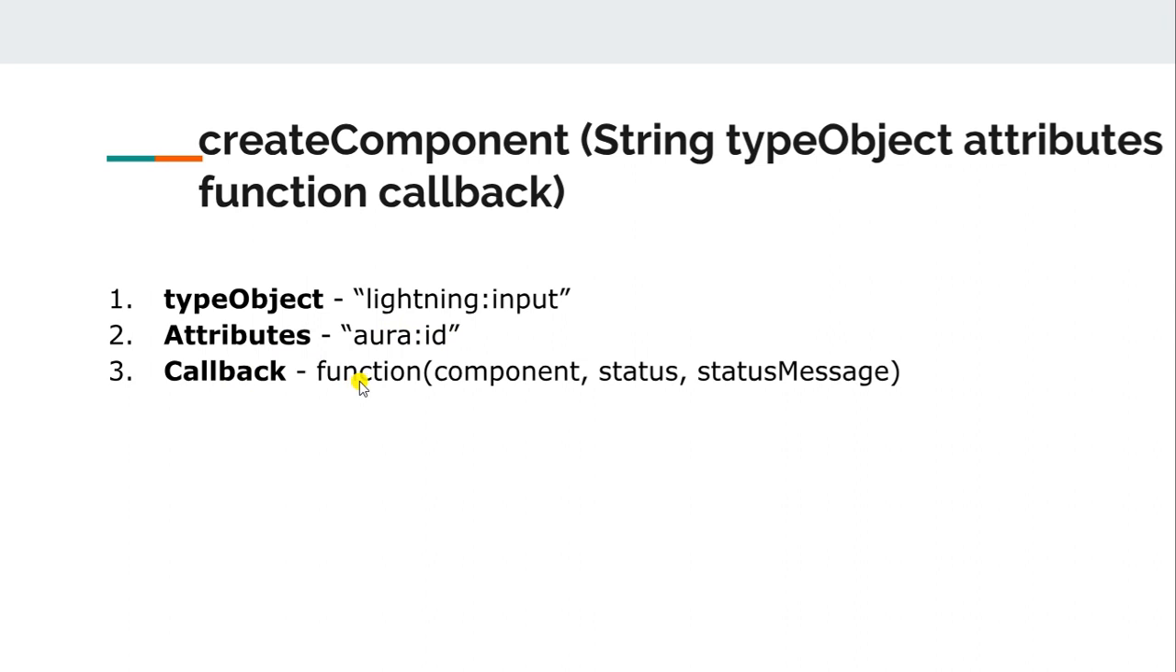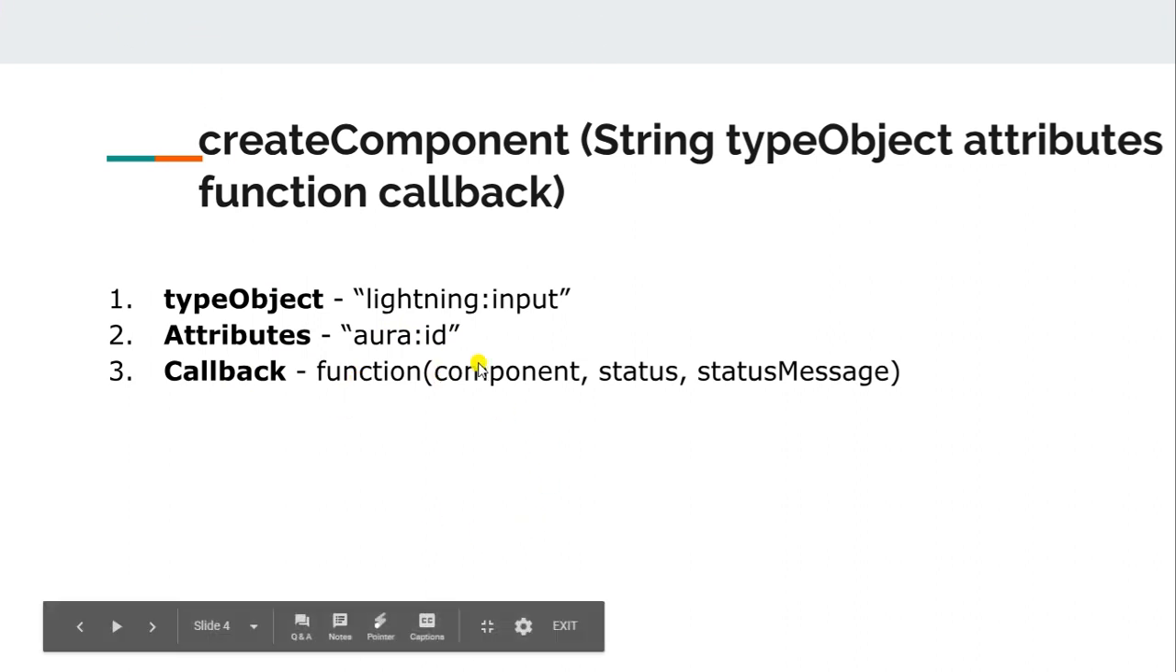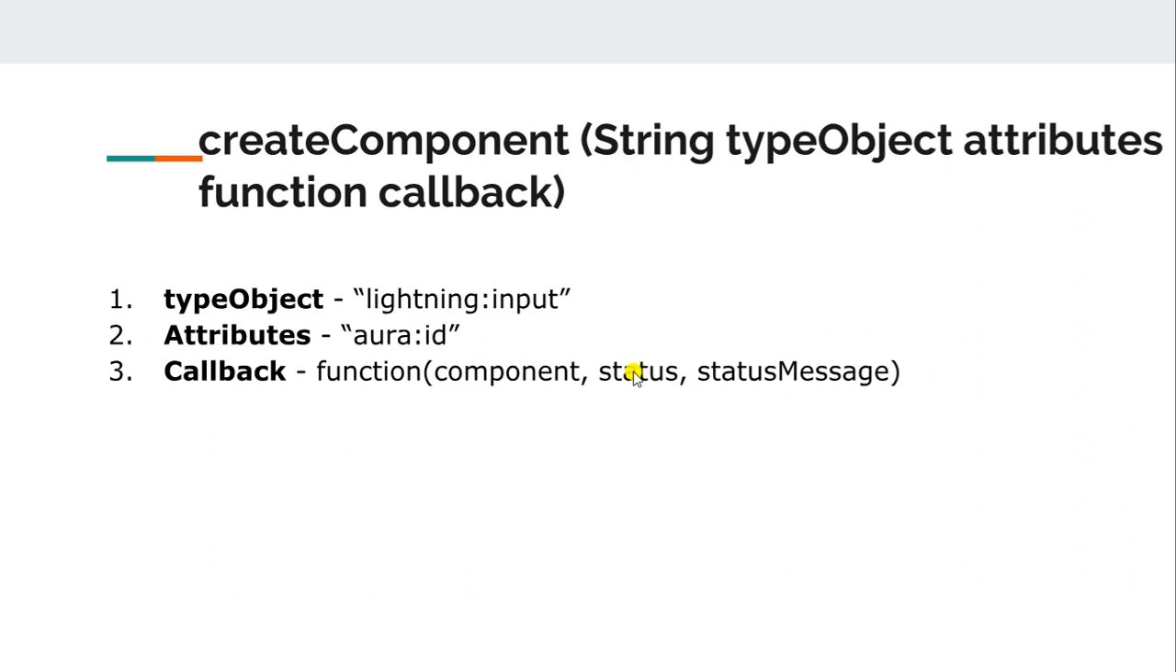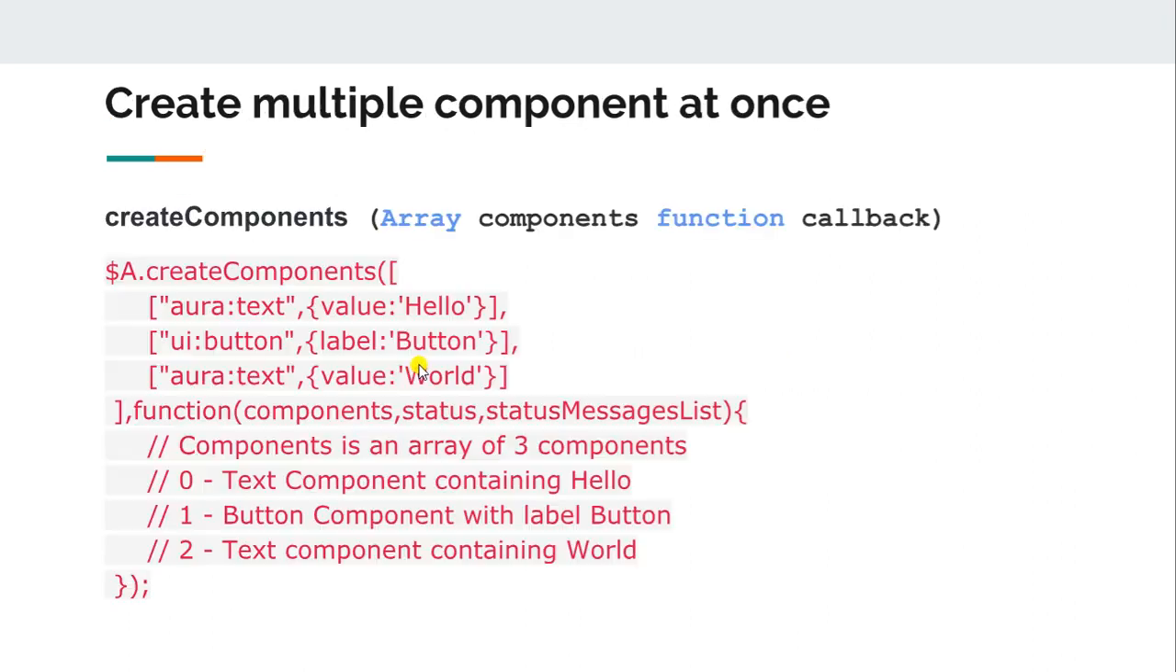And then there is a callback function that itself accepts three parameters: the component that we created, then the status, whether the component has been created successfully or we are getting any kind of error, and then the status message, whatever the message is, either an error or a successful creation of the component. So let's go ahead and see the next thing, that is createComponent.